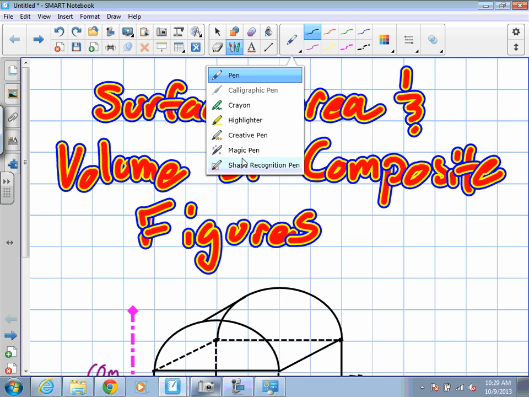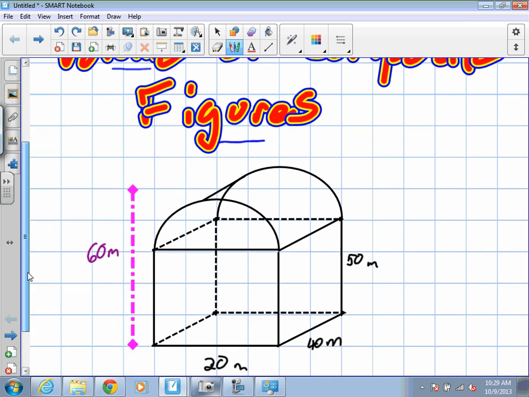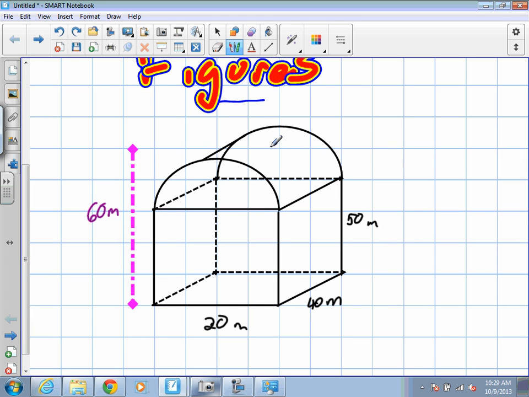Okay, we're going to go over surface area and volume of composite figures, okay? And we're going to start with the surface area of a figure. We have this lovely building, we'll say it was. And we need to find the surface area of this building, which is actually probably the harder of the two things we need to find.